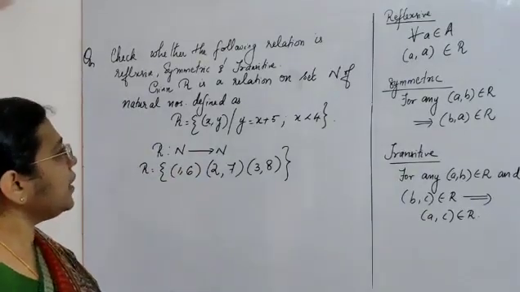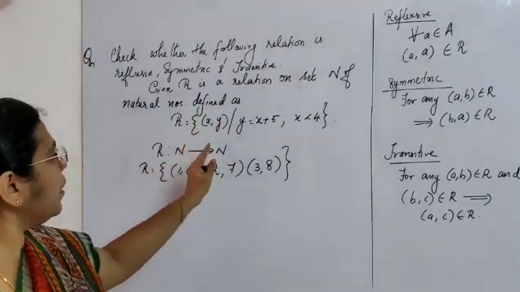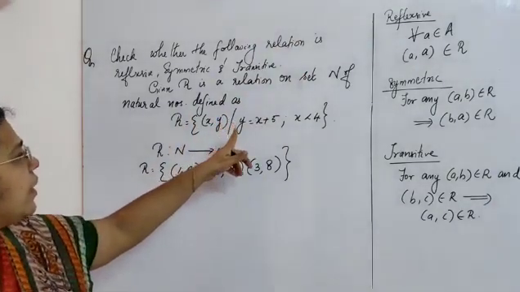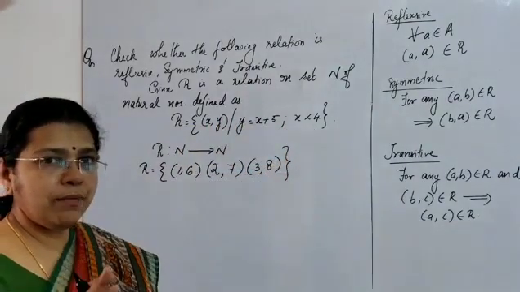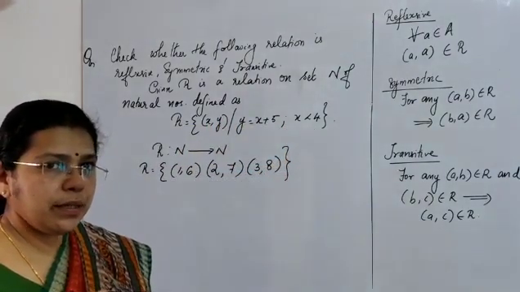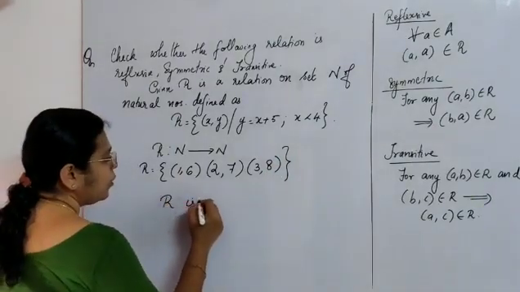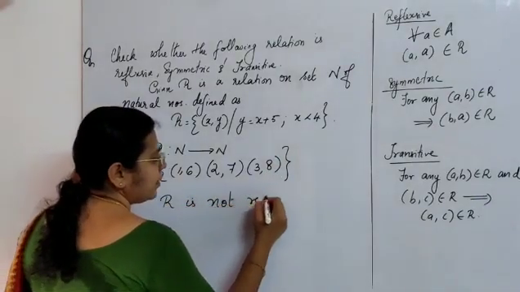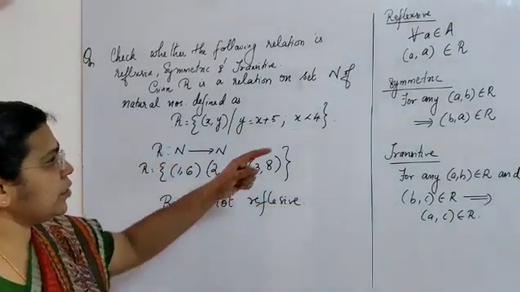Now let us check for reflexive. For every element a that belongs to this set, for every element a means what? For every element that is less than 4, do you have (1, 1), (2, 2), (3, 3)? No, isn't it? That means this R is not reflexive.